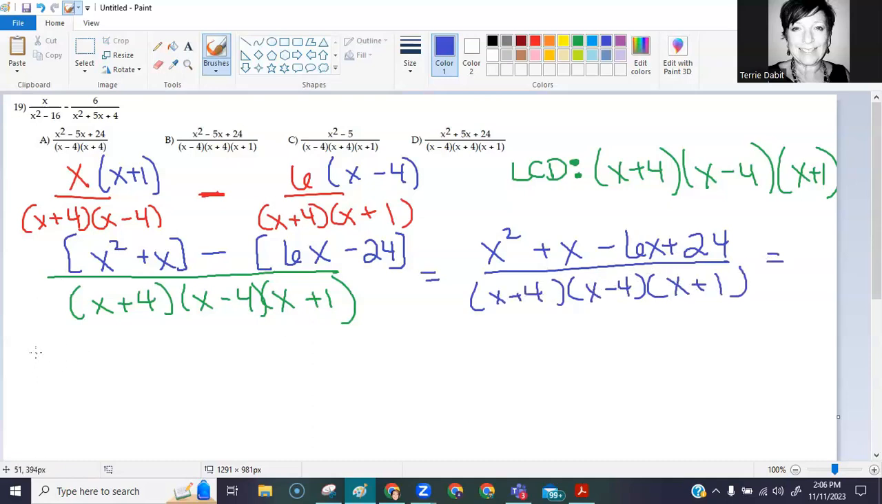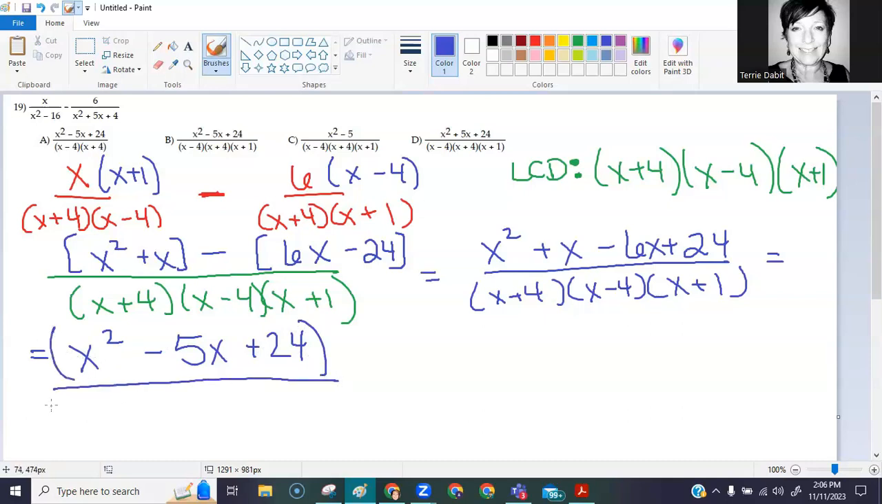And you'll notice that I can put together on the inside and I get minus 5x plus 24. And that is all over my LCD.